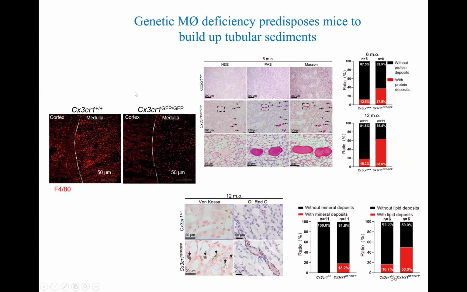Compared to the same age wild-type mice, 6-month-old macrophage deficient mice had already shown an increased deposition of intratubular protein, which was positive in all of HE, periodic acid Schiff staining and Masson staining in serial sections. With the age advancing to 12 months old, more protein deposition as well as mineral and lipid depositions were apparent in the macrophage deficient mice.